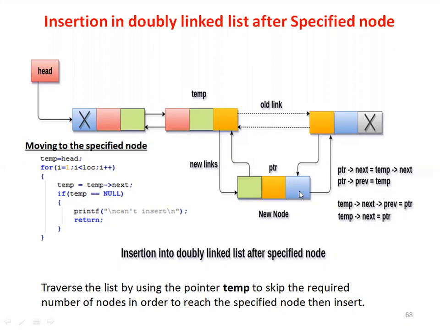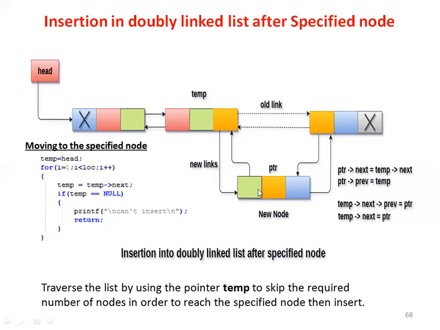Now the next is we have to update this field. Here we have to store the address of this node. The address of this node is present in temp, and this field we can access by using ptr->prev. So ptr->prev = temp. So this field is updated.